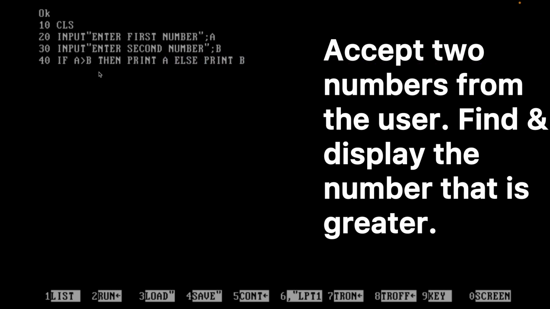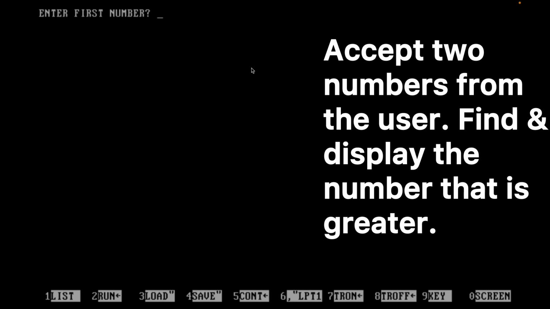And supposing somebody enters the number in b place, which is greater than a, then we have to write over there else print b. Then we will write 50 end, and we will run the program. Now first number, suppose I give 40, then enter second number. If I am giving 80, let's see which is the greater one.